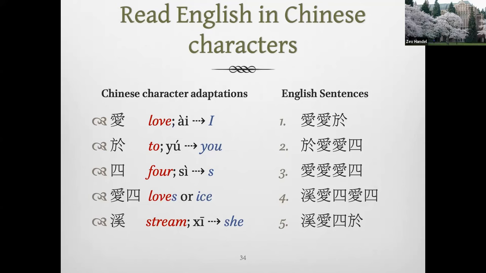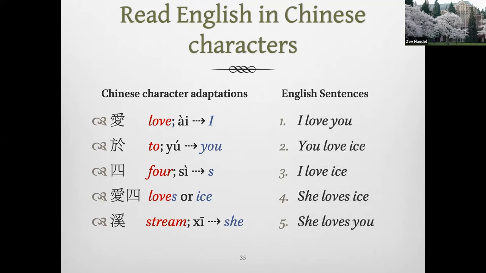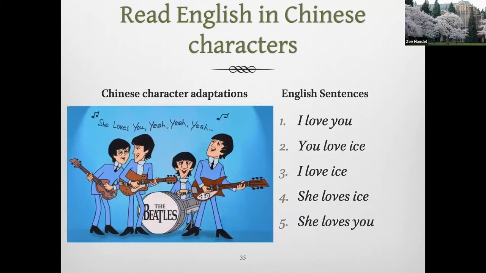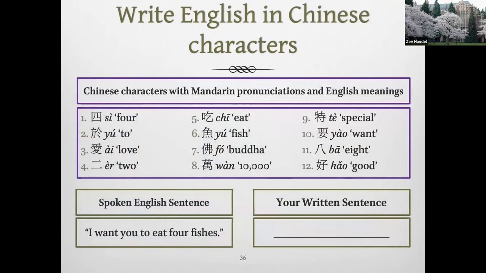All right, you just want to do it all together? I love ice. Yes. Number four. She loves ice. Okay. Number five. He loves you. Okay, you are reading and writing English using Chinese characters. I love you, you love ice, I love ice, she loves you. Yeah. Okay, good, that's excellent. So, okay, now you're gonna do it the other way.